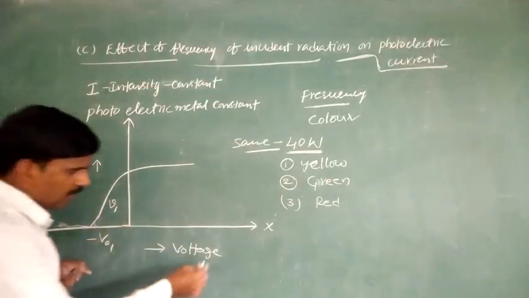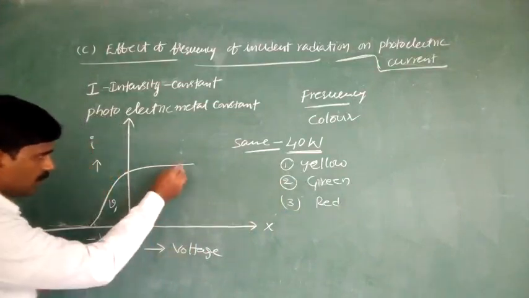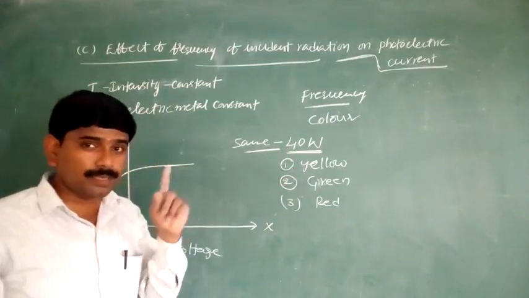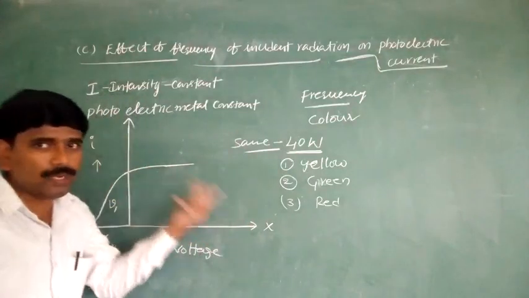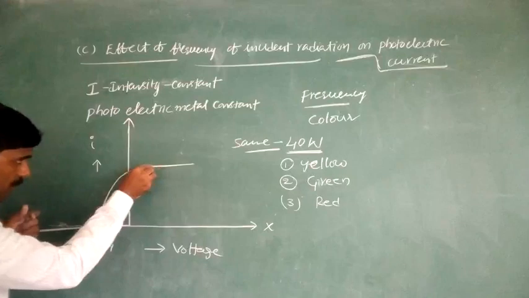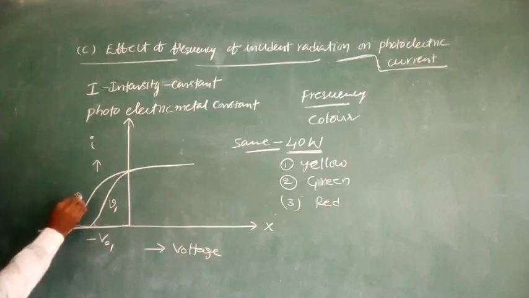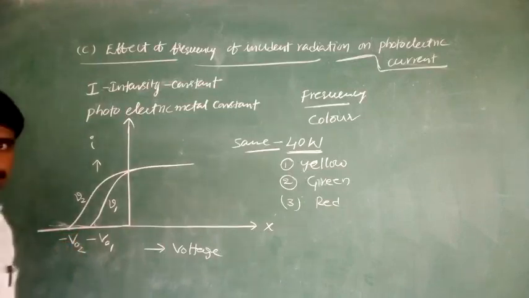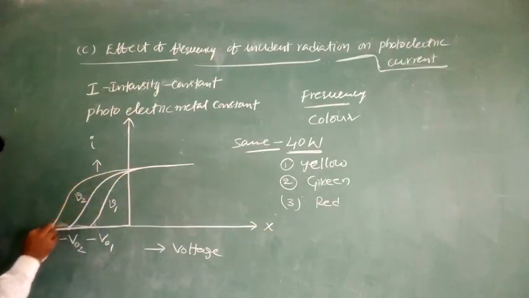Next, the same intensity, but the frequency is changing. The photoelectric current depends upon the intensity, so the photoelectric current value does not change. In that situation, the stopping potential is changing. For the second frequency, nu2, the stopping potential is minus V02. For the third frequency, we get the graph like this, minus V03.